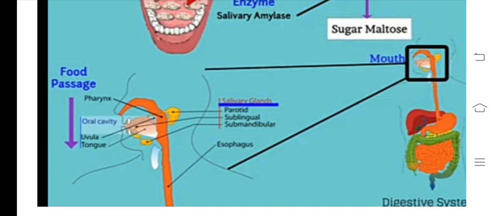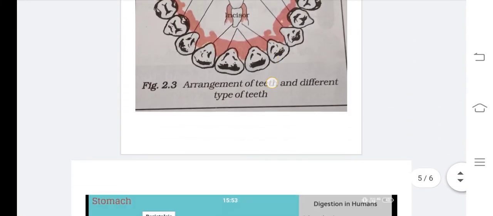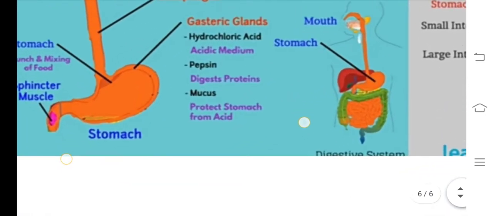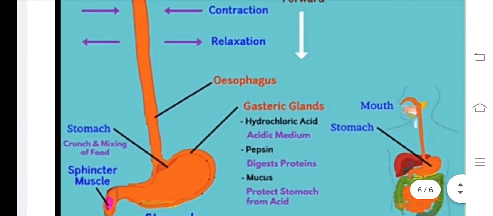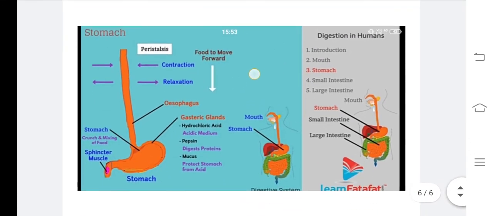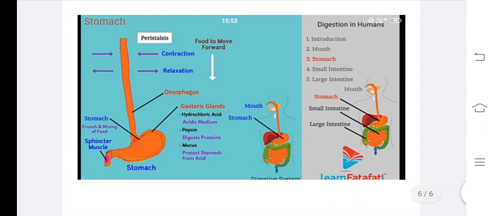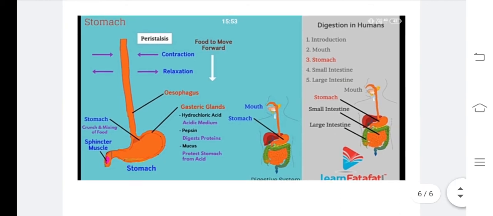Next, one of the important organs, that is called the stomach. The stomach is a J-shaped muscular organ. Where is it located, ma'am? It is located on the left side of the abdomen. Usually the body is divided into three parts, children: the head part, the thorax part, and the abdomen. The stomach is located on the left side of the abdomen.